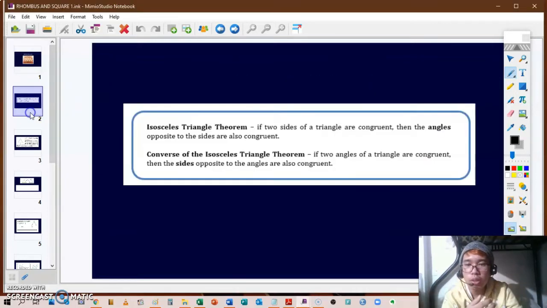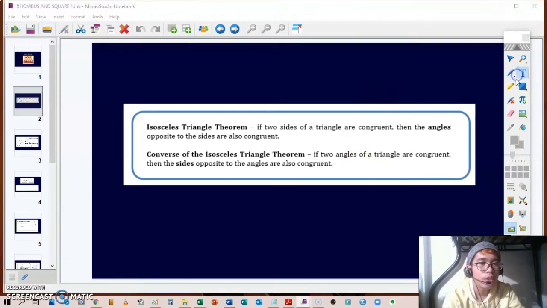Okay, so let's start with the isosceles triangle theorem. This is quite a primer, or a bit of a prerequisite, in order to understand the properties and to prove the properties of a square. So we have here the isosceles triangle theorem.